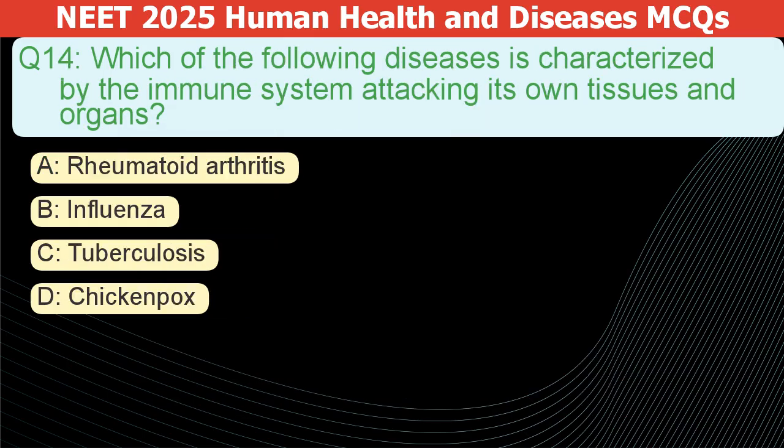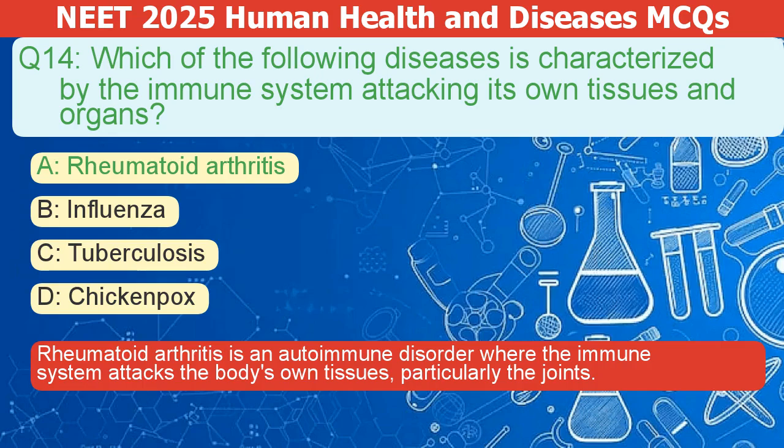Which of the following diseases is characterized by the immune system attacking its own tissues and organs? A. Rheumatoid arthritis. B. Influenza. C. Tuberculosis. D. Chickenpox. The correct answer is A. Rheumatoid arthritis is an autoimmune disorder where the immune system attacks the body's own tissues, particularly the joints.